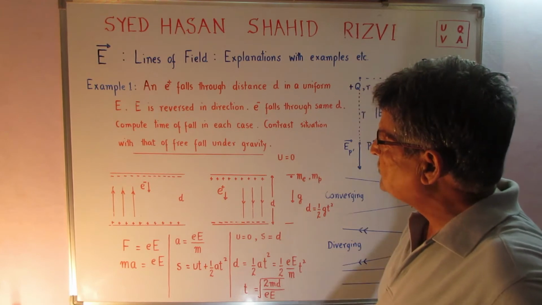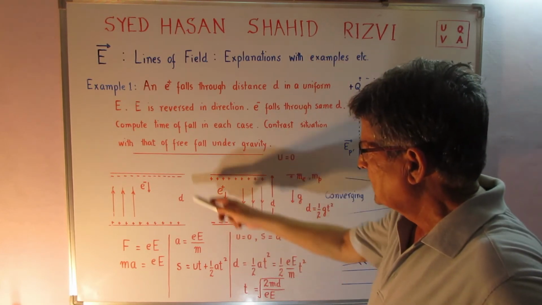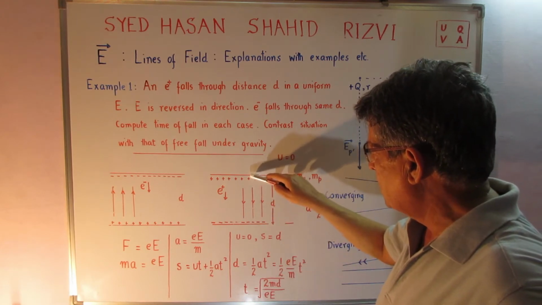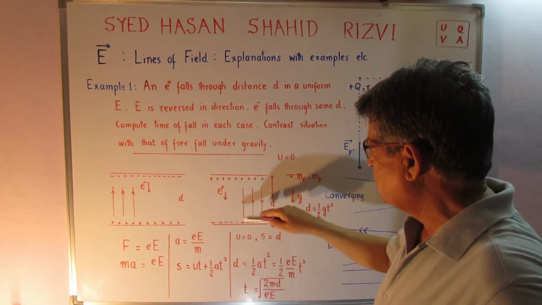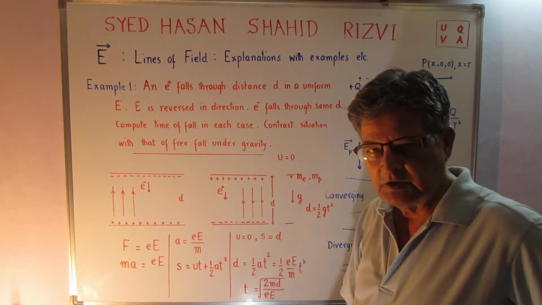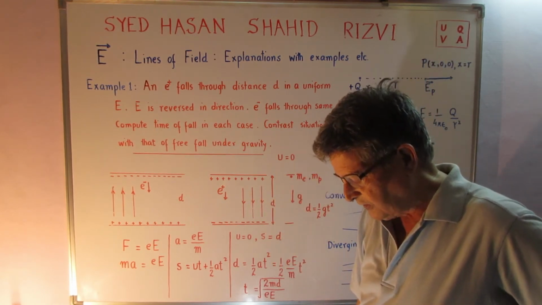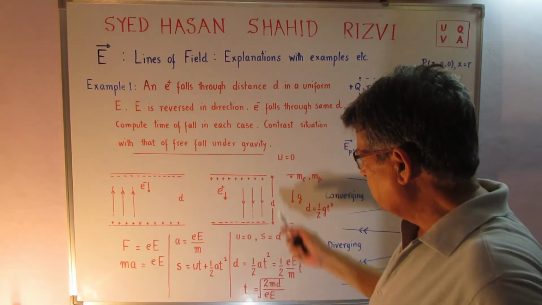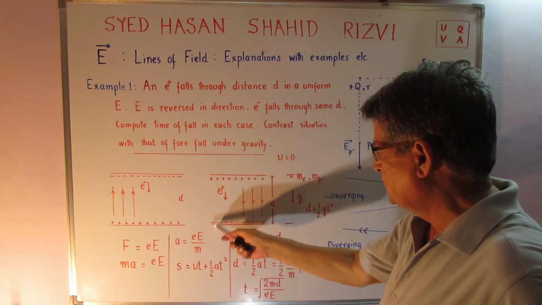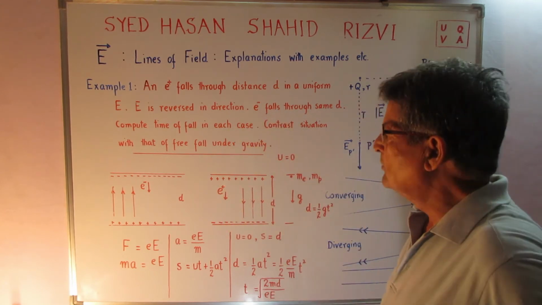E plus falls through a distance d. This is the distance d. E plus is falling from the positive polarity to the negative polarity. I have shown a set of 3 lines which shows that the electric field is uniform, up to the extremes of this structure. I'll tell you what it is.